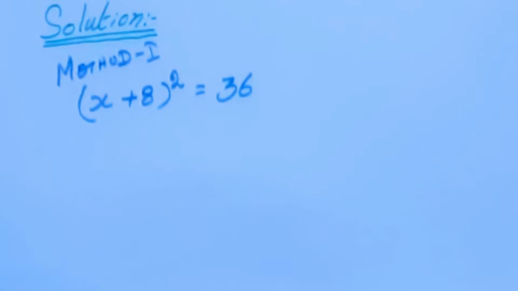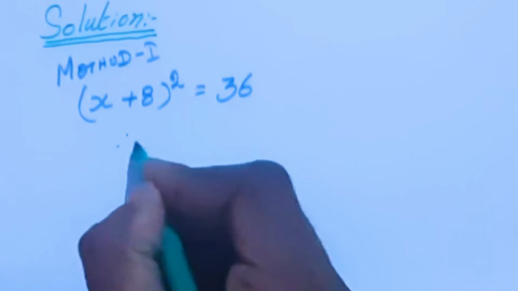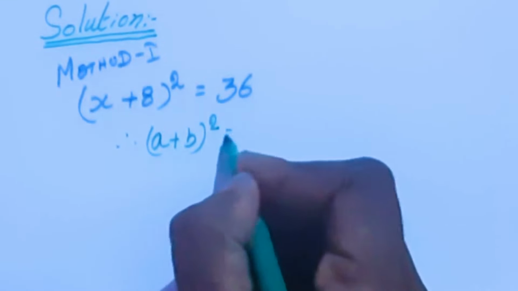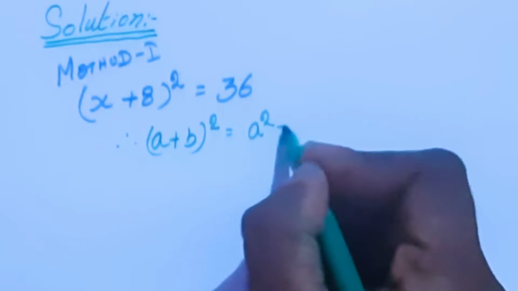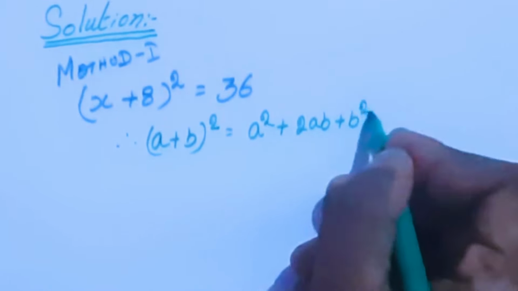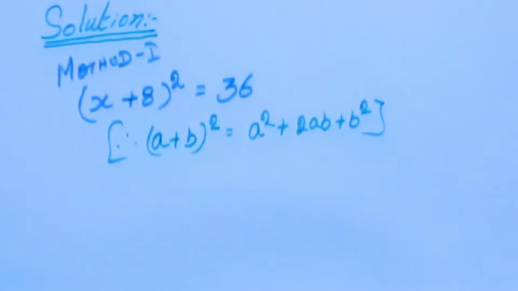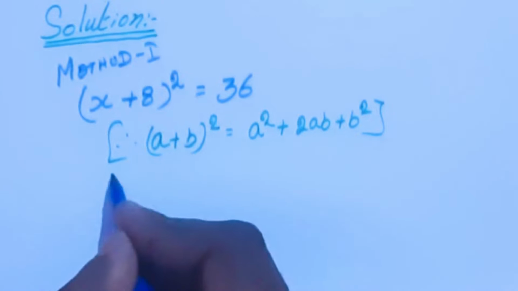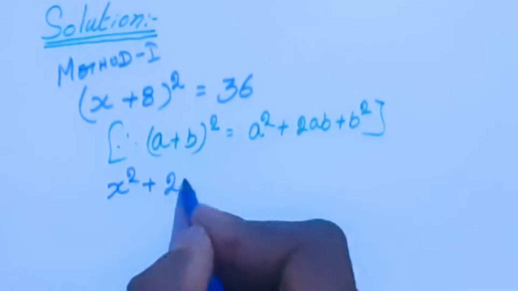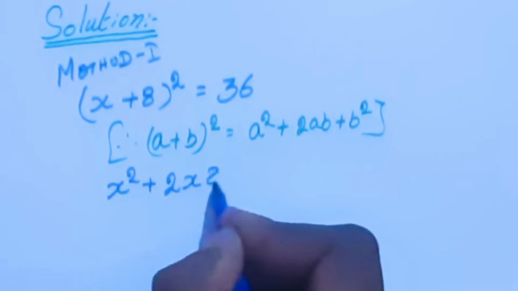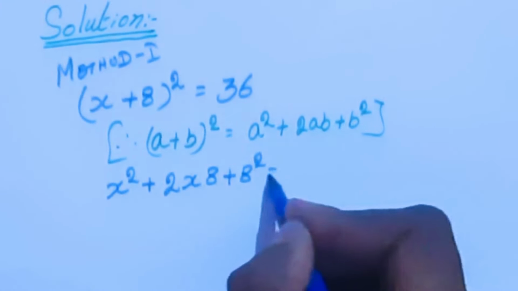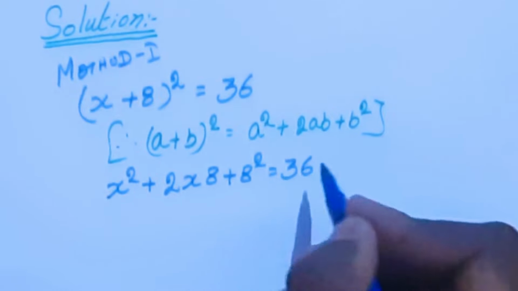Now we are going to apply this algebra formula in the first method: (a + b)^2 = a^2 + 2ab + b^2. This formula we are going to apply here. So here a is x, b is 8, so x^2 + 2x * 8 + 8^2 = 36.